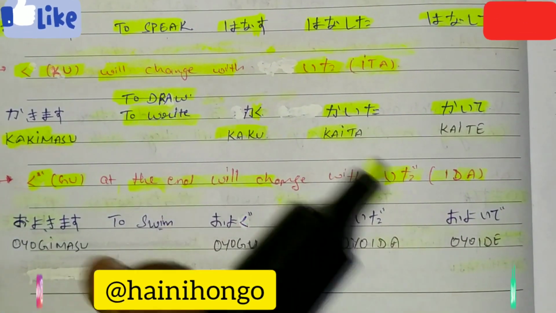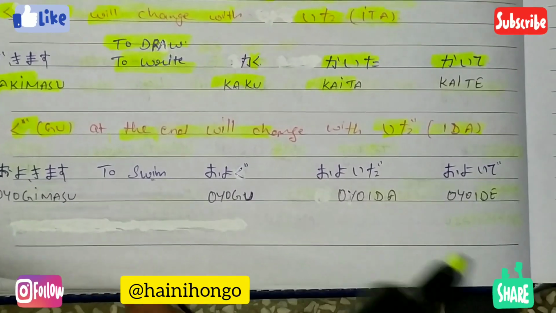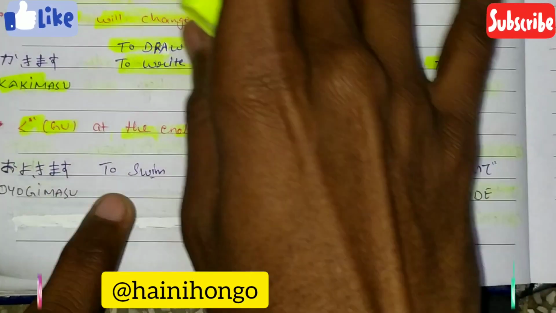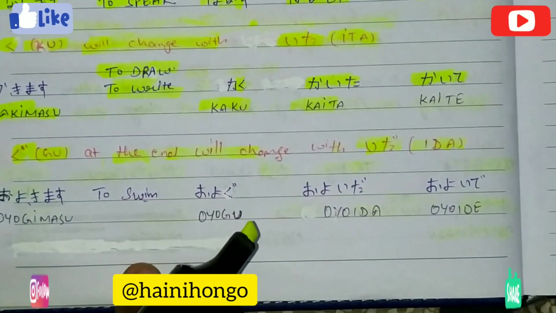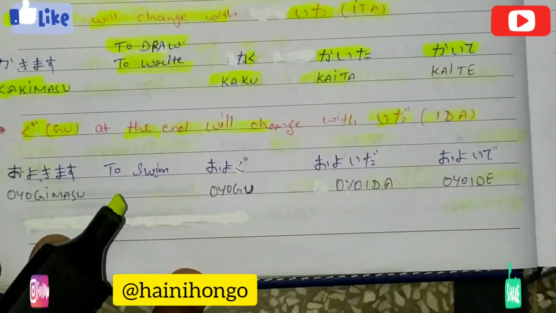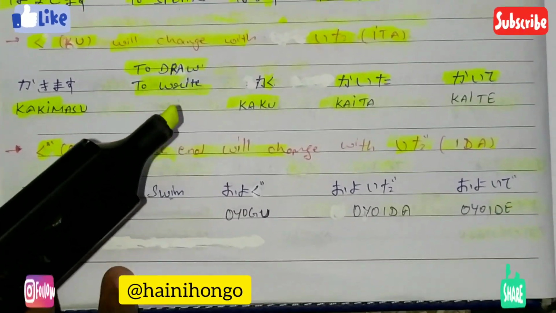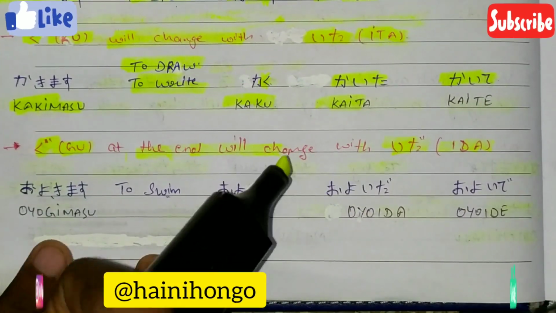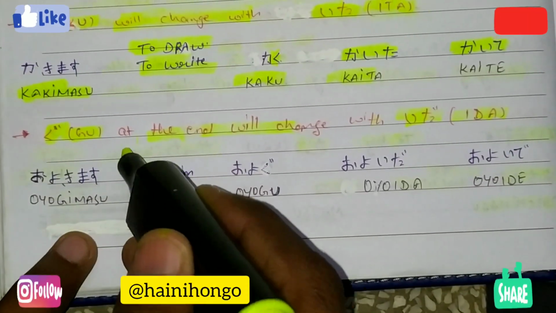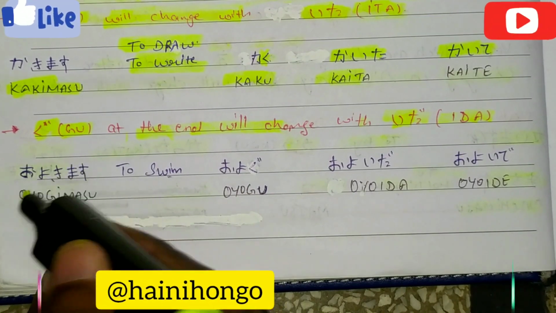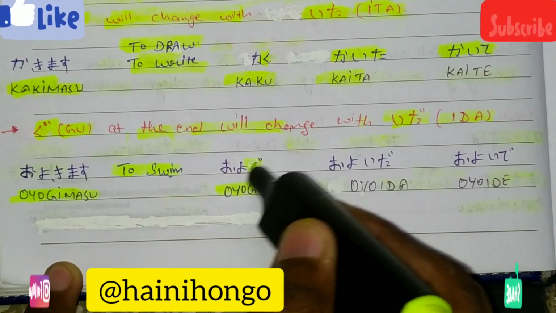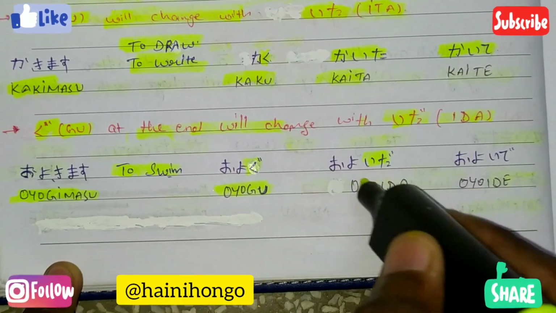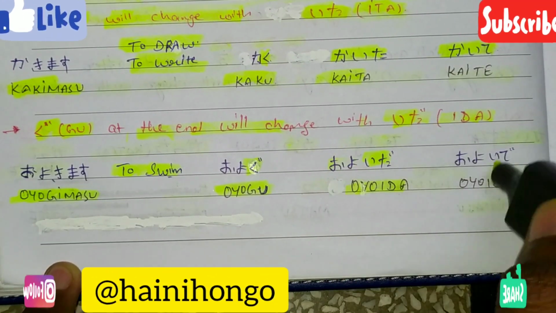Let's have a look at an example. It's oyogimasu. Oyogimasu means to swim. The dictionary form would be oyogu. Gu will change with ida. So oyoida is the ta form and oyoide is the te form.